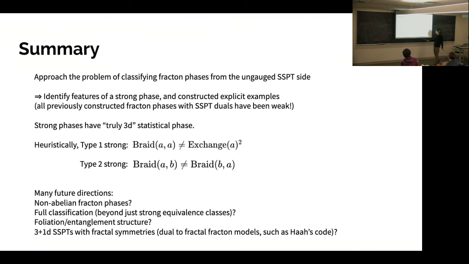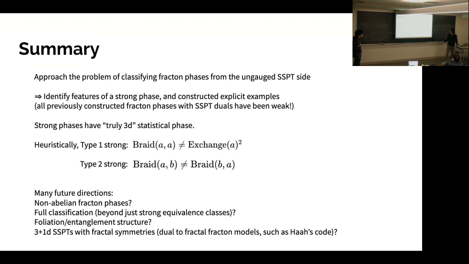And what I mean by that is, very heuristically, there are 2 types of strong phases. Type 1 is where your braiding phase of some quasiparticle with itself you can think of as not being equal to the square of an exchange phase. Type 2 is sort of the failure of braiding to be symmetric. And this happens if you try to think of a single fracton or a single lineon as being some deconfined particle. You find that it has these strange properties that aren't really possible from two-dimensional anyons.